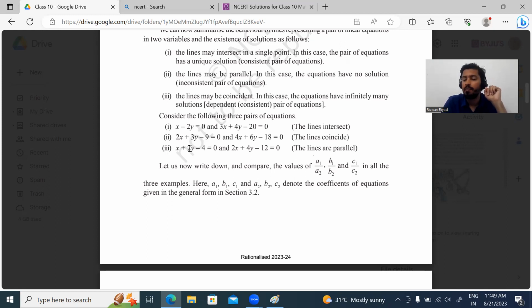Next one is parallel. That means without solution, inconsistent. This is an example for that: x plus 2y minus 4 equal to 0, 2x plus 4y minus 12 equal to 0. This is an example for parallel lines. That also you can see. I will explain later.